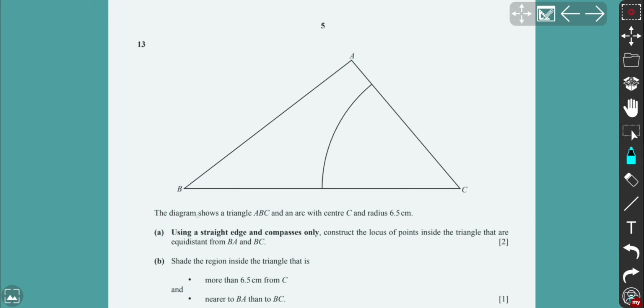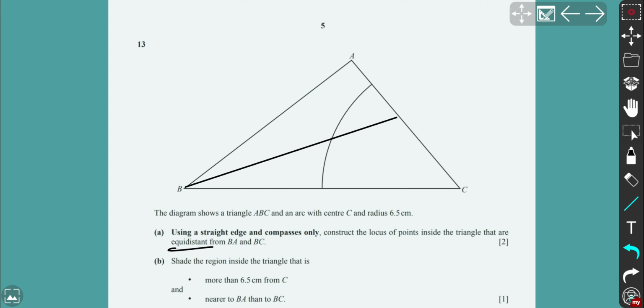Okay, next one. So you have triangle ABC, C radius 4. Using straight edge means the ruler and compasses only, construct a locus of points inside the triangle that are equidistant from BA and BC. So what does it mean? Okay, you need to use straight line and compasses only. What does equidistant mean? That's the key word. So it means a set of points or locus, right? Locus of points that are the same distance, no matter which point you take, the distance is going to be the same to segments AB and BC.